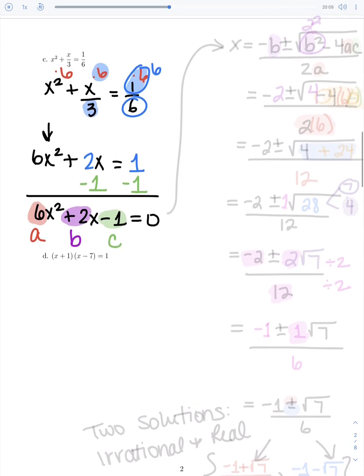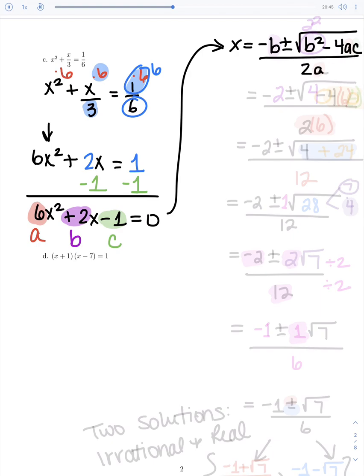Now, does this factor? If you were to try the AC method, you'd do a 6 times a negative 1, which is negative 6. And there's no two factors of negative 6 that would add up to the positive 2 in the middle, so no, it does not factor, and you would be stuck with the quadratic formula, which, as a reminder, is x equals negative b plus or minus the square root of b squared minus 4ac all over 2a.